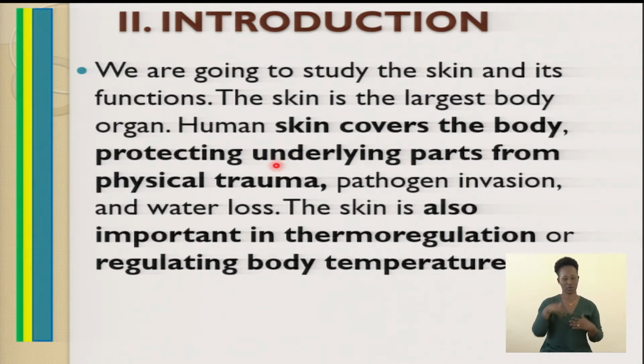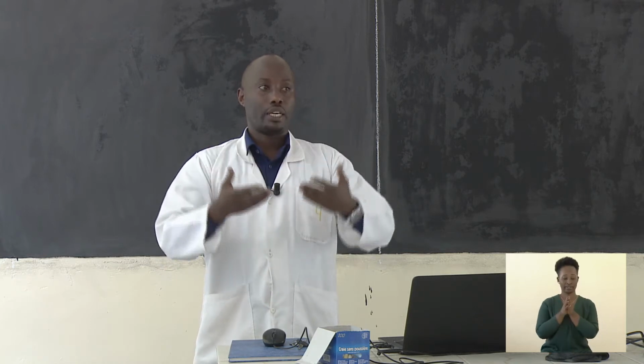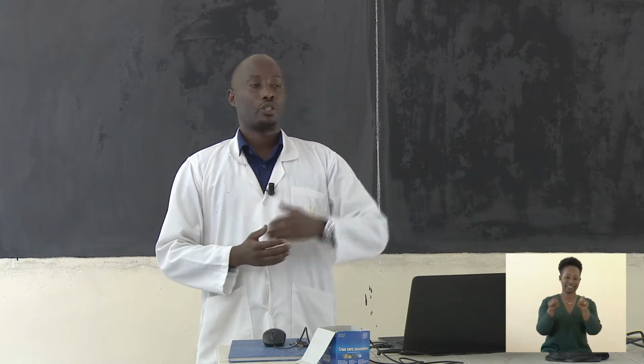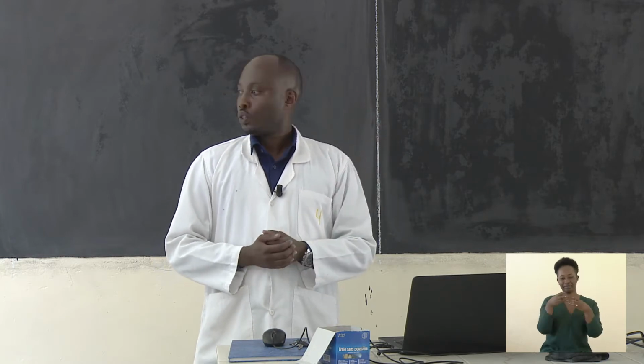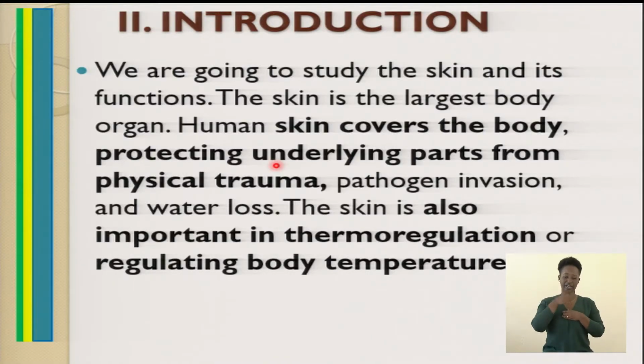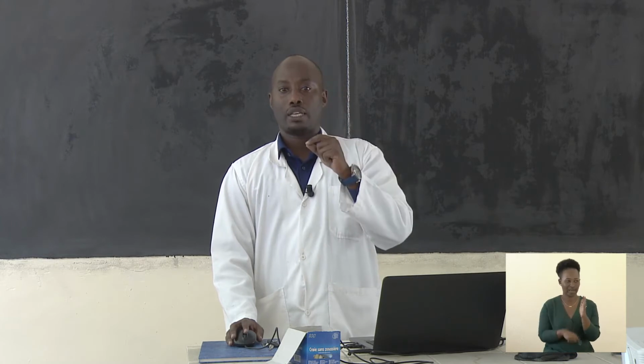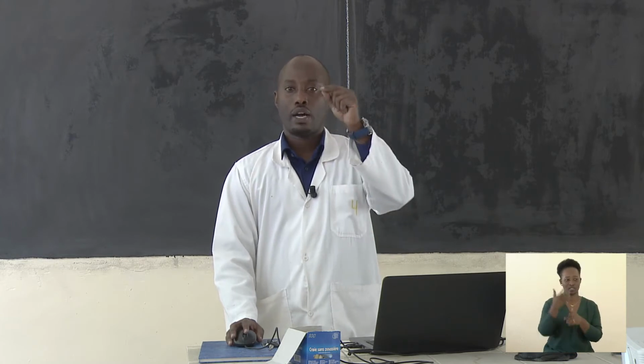So it means that the skin is responsible for protecting the underlying organs, the internal organs which are normally found inside. The skin acts as a barrier and protects the body from any mechanical injury. Then there is the entry of pathogens, the invasion of pathogens. Students, I would like to ask you, what is a pathogen? A pathogen is a disease-causing agent. Any microorganism that can cause disease is referred to as a pathogen.